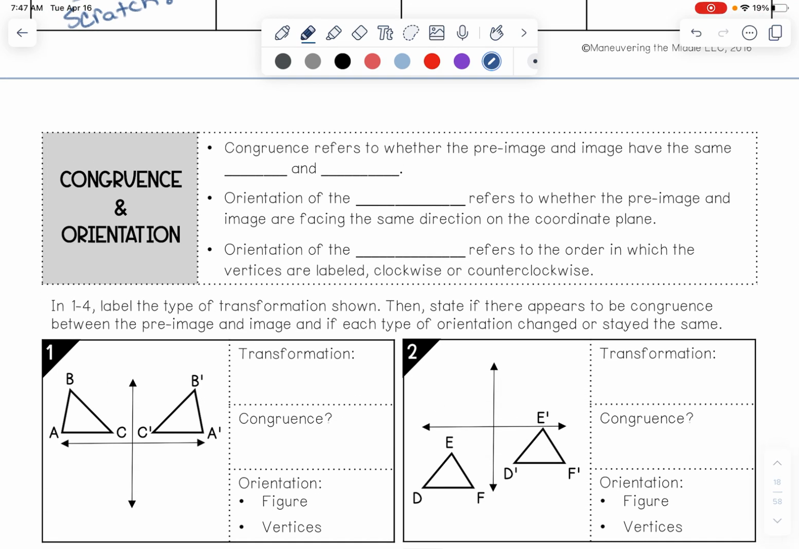Congruence refers to whether the pre-image and image have the same size and shape. The orientation of the figure refers to whether the pre-image and image are facing the same direction on the coordinate plane. So congruence is size and shape. Orientation is the direction it's facing. So orientation of the vertices refers to the order in which the vertices are labeled, clockwise or counterclockwise. And vertices are going to be our corners.